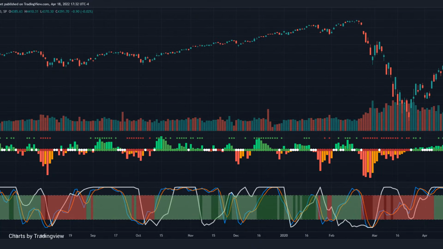Combining the buy-sell momentum indicator with my other tools and other popular price momentum indicators can provide investors and traders with a leading edge in the stock markets.